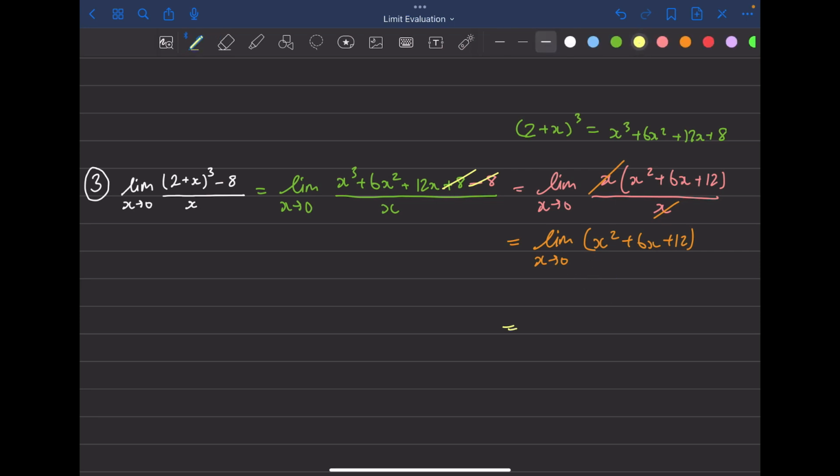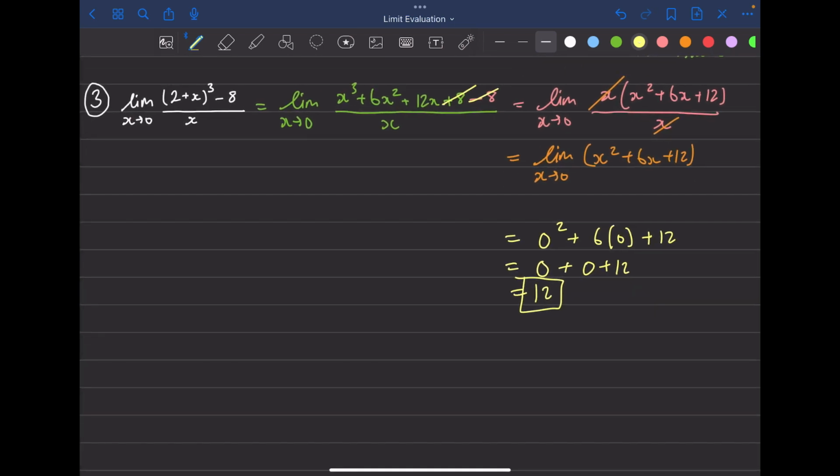So let's do that. I'm not even going to write the limit again. I'm just going to go straight to evaluating it. This would be 0 squared plus 6 times 0 plus 12. In other words, 0 squared is 0, 6 times 0 is 0, and then plus 12, which is all equal to 12. And we are done. So now I'm going to just rewrite the final answer. The limit as x approaches 0 of 2 plus x cubed minus 8 over x gives you 12. And we are done.